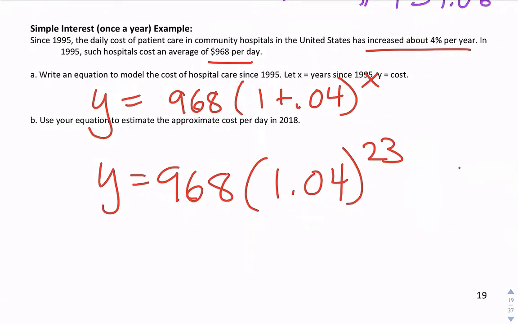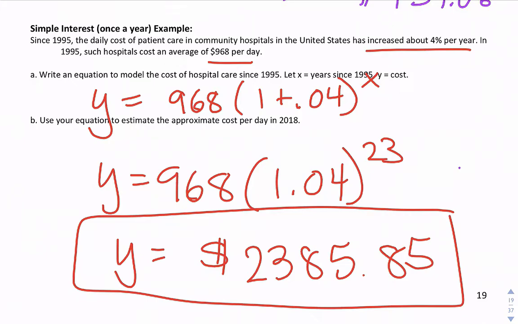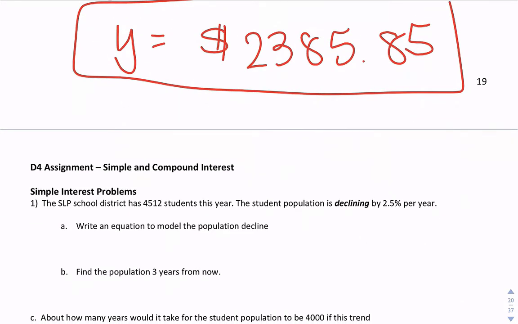This is a plug and chug equation where you have all the numbers and you can just type it in. 968 parentheses 1.04 to the power of 23. All right, so now per day, according to this model, it would cost you $2,385 per day if it increased 4% per year for 23 years. All right, your assignment's the next 2 pages.